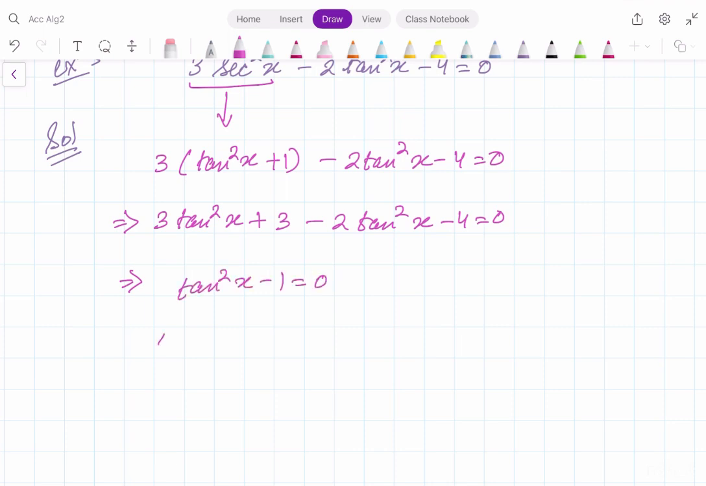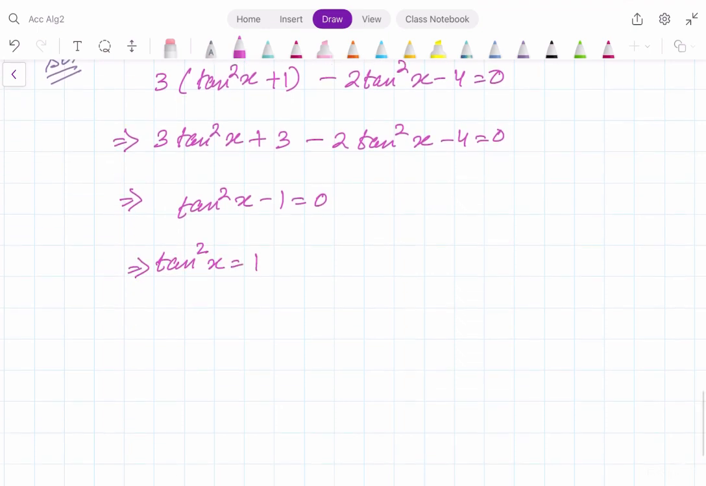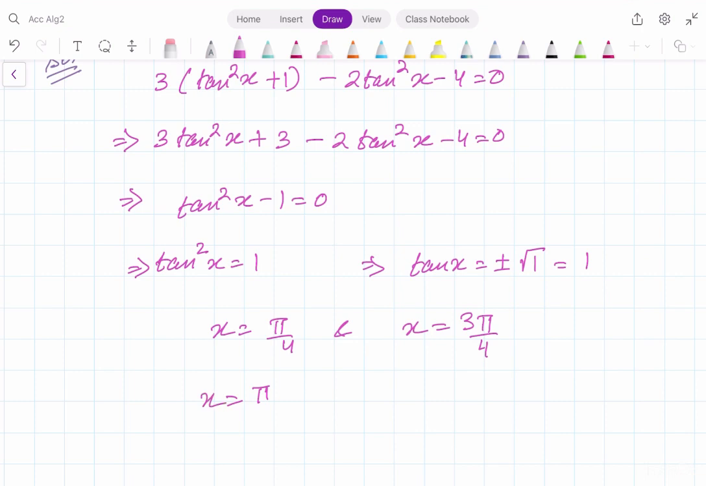That is nothing but tangent squared x is equal to 1. And if I take the radical of both sides, it will be plus minus radical of 1, which is nothing but 1. Tangent is 1 at pi/4 and 3 pi/4, right?